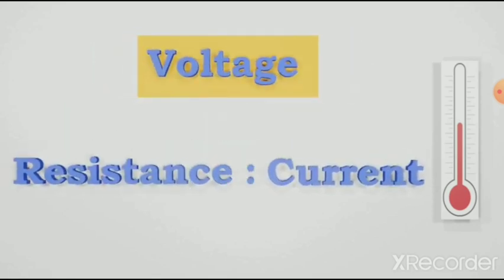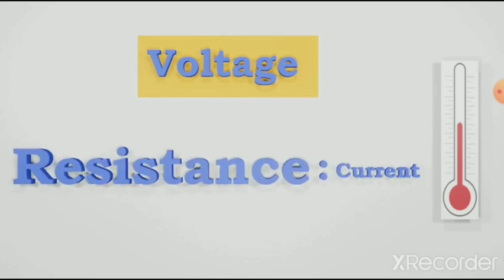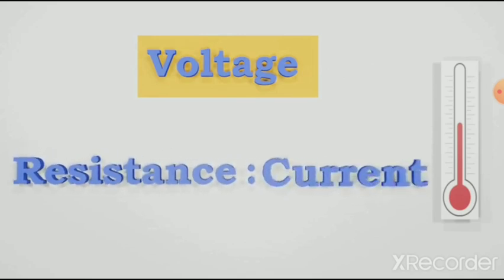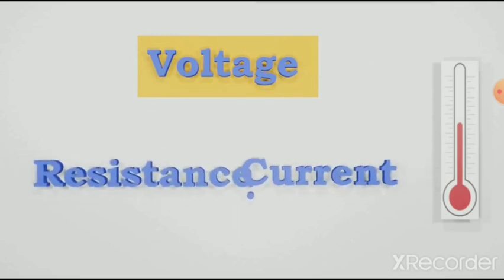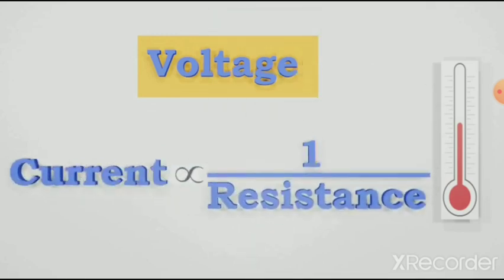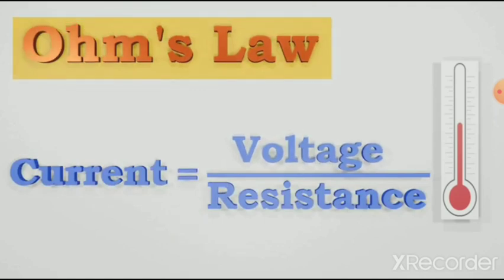And if we fix the voltage at a constant value and make the resistance a variable, if resistance goes up, then the current goes down. If the resistance goes down, then the current goes up. That means current is inversely proportional to the resistance. This relationship between voltage, current and resistance forms the basis of Ohm's law. Current equal to voltage divided by resistance.